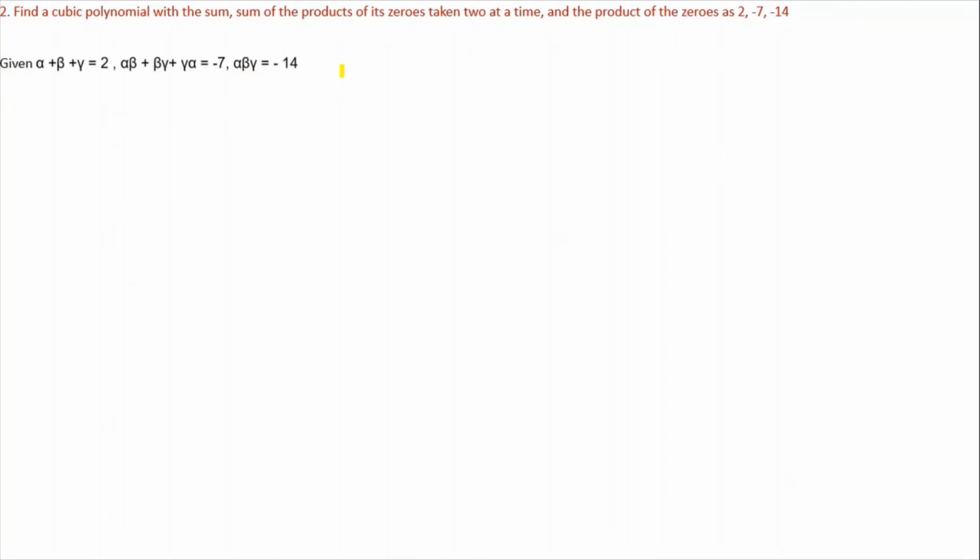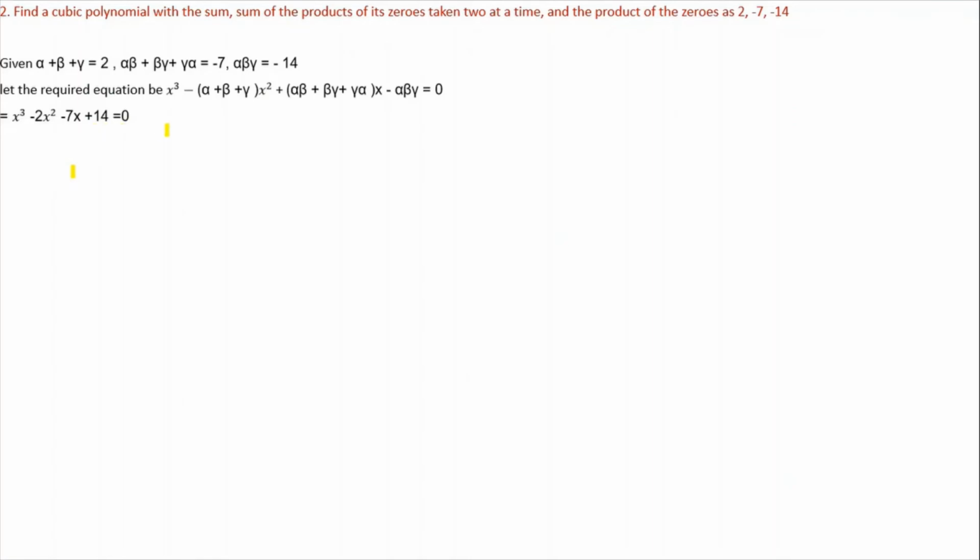To find the cubic polynomial when alpha, beta, gamma are given, there is a formula for the general equation, that is x cube minus (alpha plus beta plus gamma) x square plus (alpha beta plus beta gamma plus gamma alpha) x minus alpha beta gamma is equal to 0. Hence, if you substitute the values of alpha, beta, gamma in this equation, we get the required equation as x cube minus 2x square minus 7x plus 14 equal to 0.